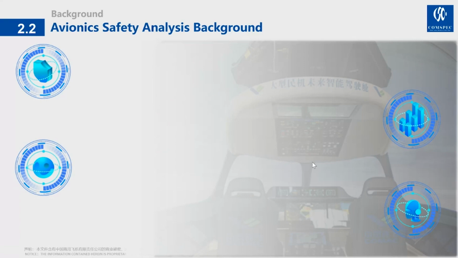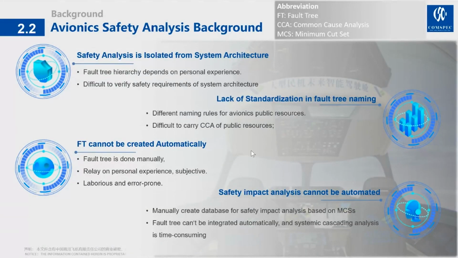The traditional avionics system safety analysis is document-based and involves different contextual toolchains, which has the following four problems. The first one is that the process of safety analysis is isolated from the safety architecture model of the system architecture model. The establishment of fault trees relies on the abstraction of system architecture, which really depends on the designer's personal experience. Meanwhile, it's difficult to verify safety requirements of system architecture.